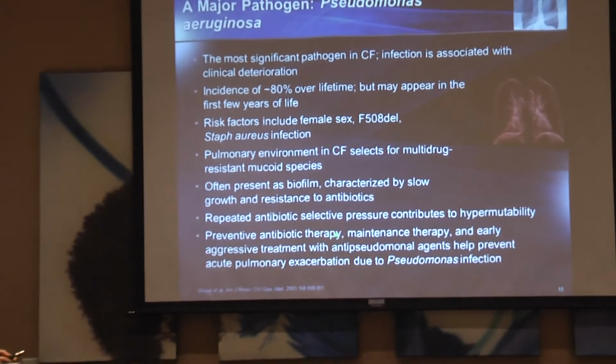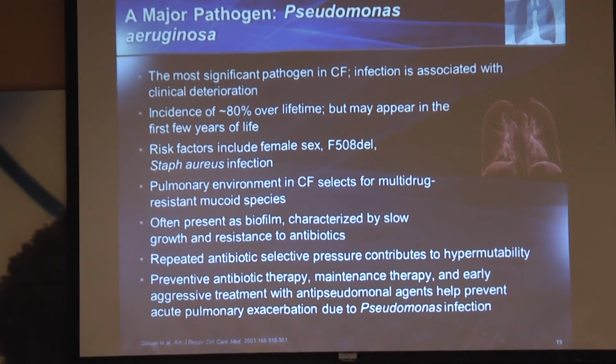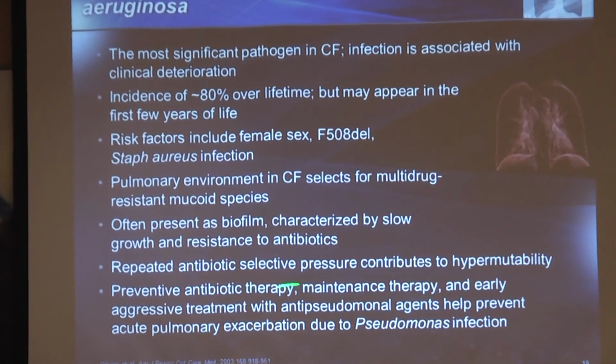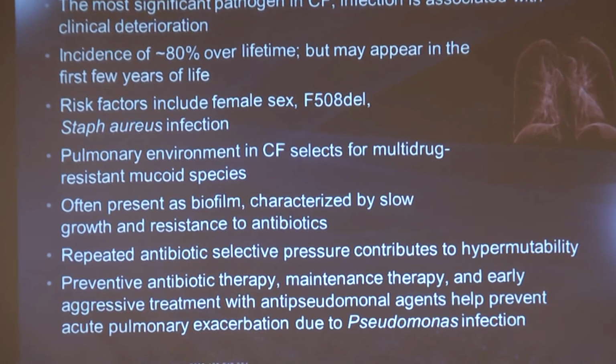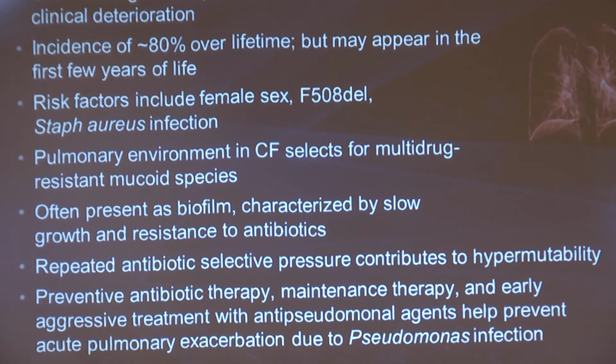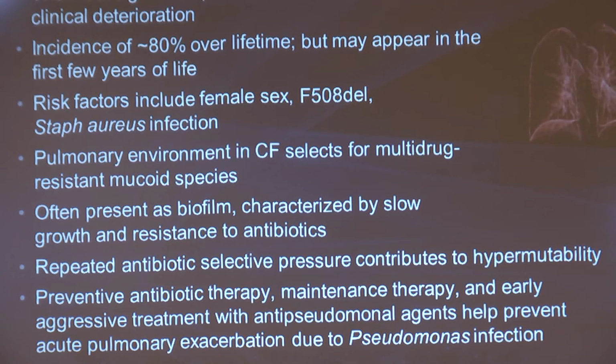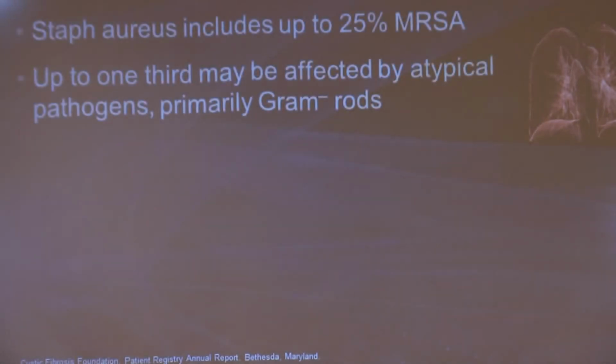So preventive antibiotic therapy, maintenance therapy, and early aggressive therapy with a focus on Pseudomonas have really contributed to some of the improvement we've seen in CF. Lowering the rates of Pseudomonas, I think, has played a part in the improved quality of life and also survival of patients.